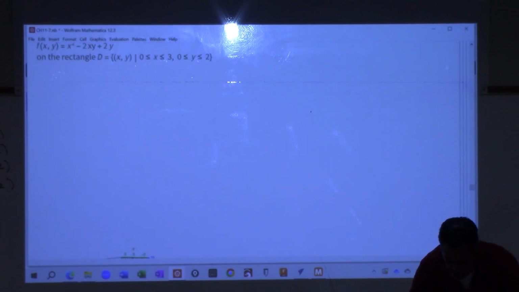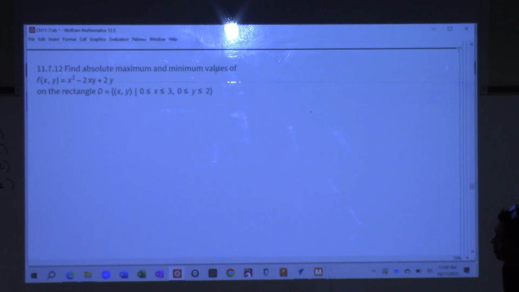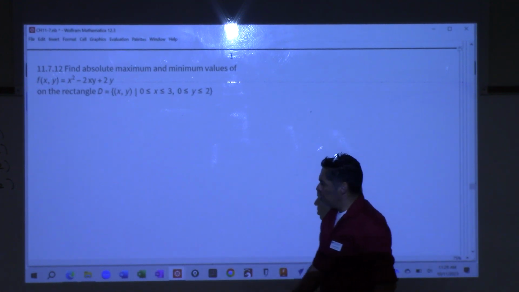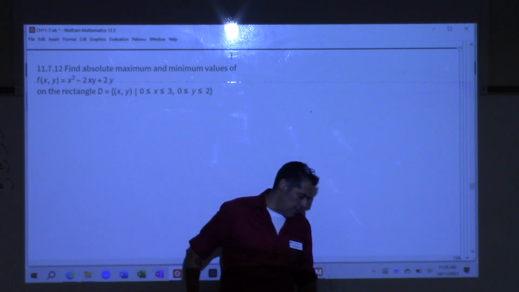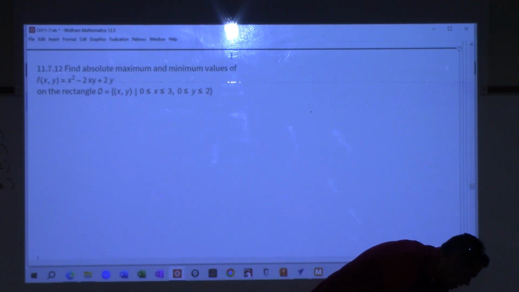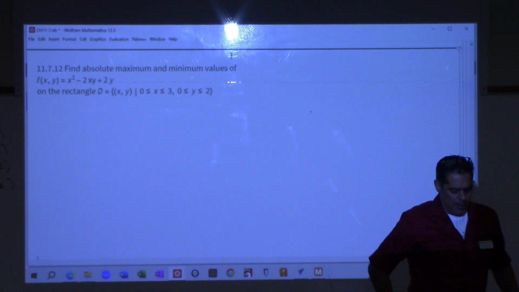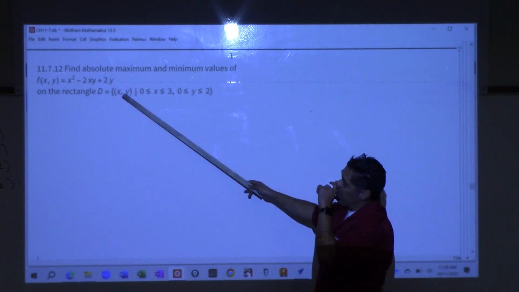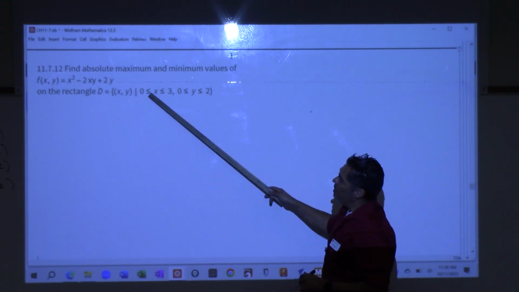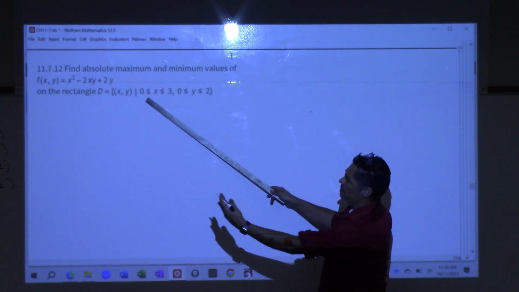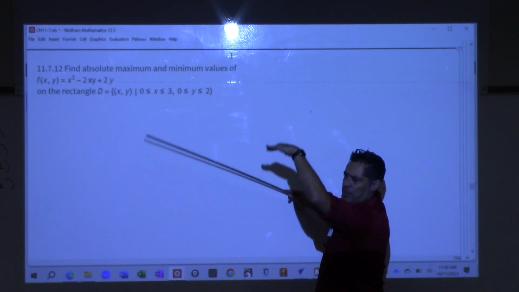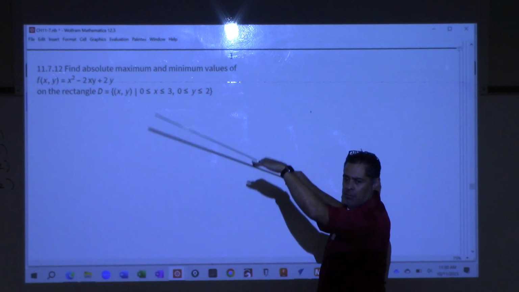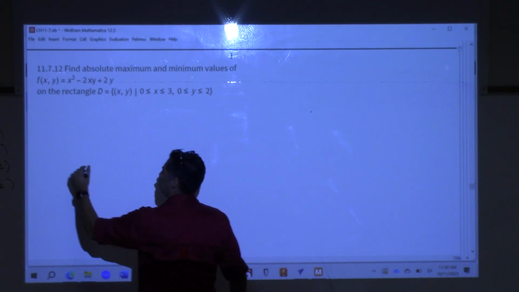Find the absolute maximum and minimum values of this function on this rectangle. So I should talk about that rectangle before we get too deep into this. The domain is defined to be all the points x and y where your x's are between 0 and 3 and your y's are between 0 and 2. So it looks like this.